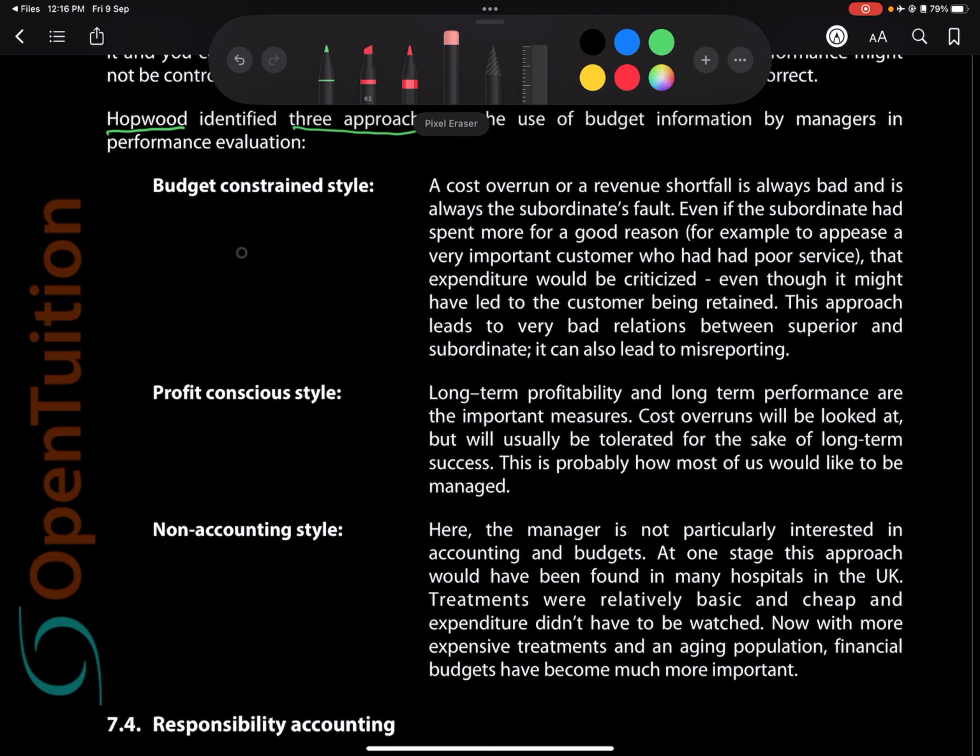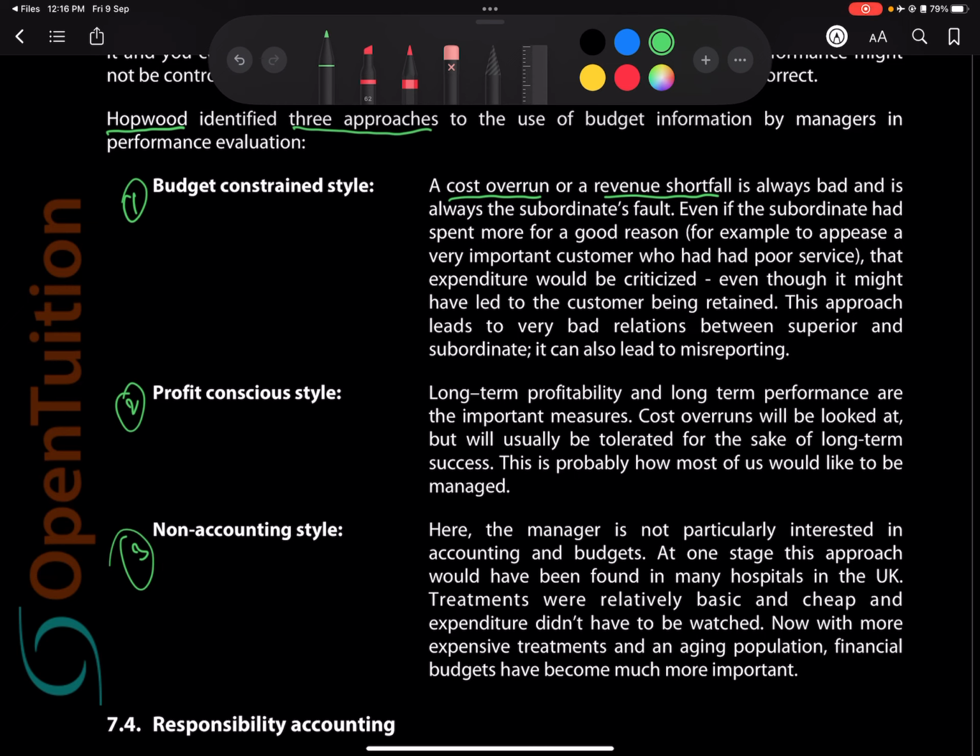The first is the budget constraint style. Second is profit conscious. Third is non-accounting style. So in the budget constraint style, the cost overrun or revenue shortfall is always bad, and it's always the subordinate's fault, right? Whichever level in the hierarchy, whoever is below, it's their fault, right?